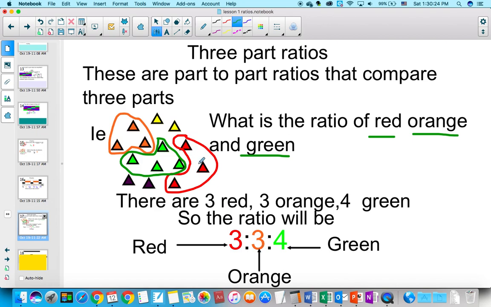So how many reds are there? 3. So the first number will be 3. Orange, how many oranges are there? 3. So that's going to be 3. And green is 4, so we put 4 there. So a 3-part ratio is not really that much different than a 2-part ratio. It's just you're adding an extra part. You just have a 3 to 3, orange and red, and then also green, 4. So you just have another colon here and you add the 4.